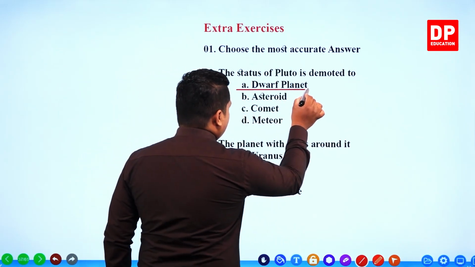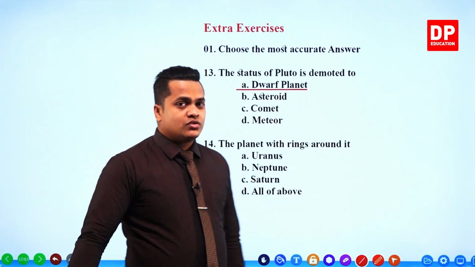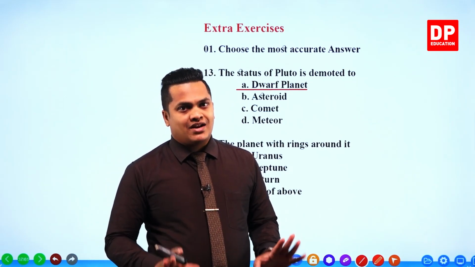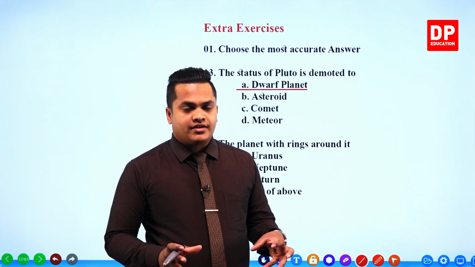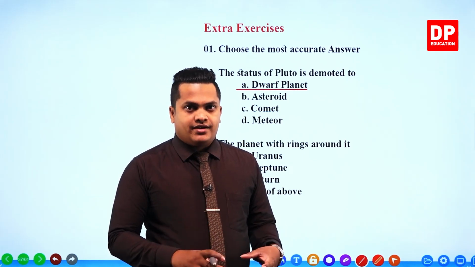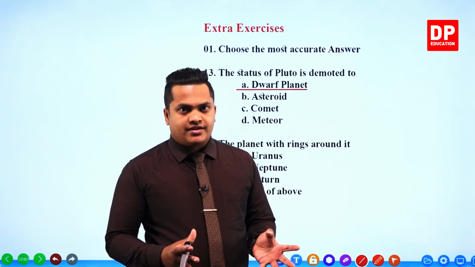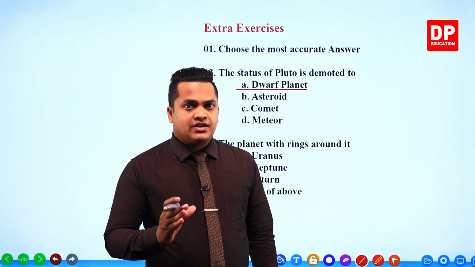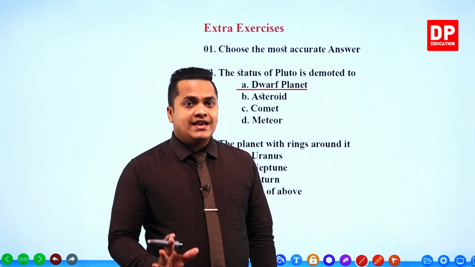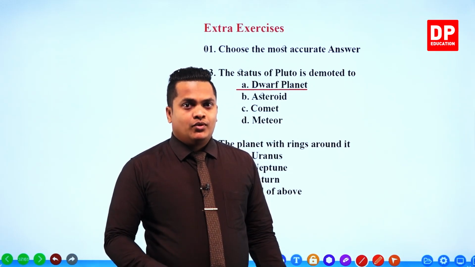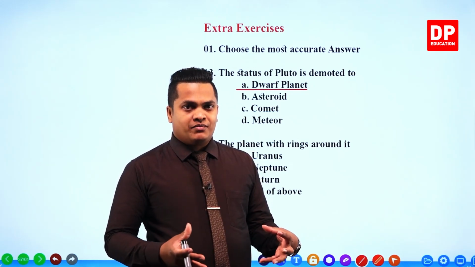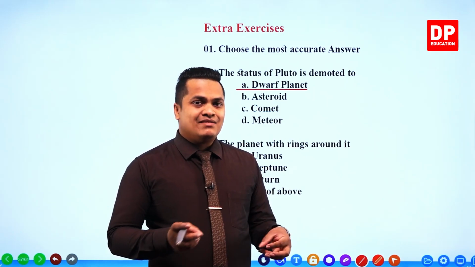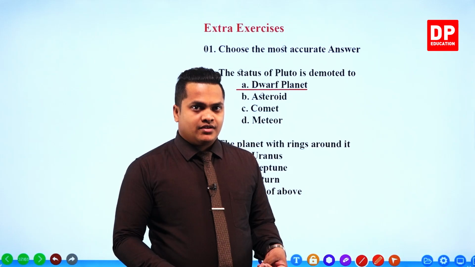Pluto was demoted to a dwarf planet. So it is not considered a planet right now. It is a dwarf planet. Pluto is there, but it is not considered a planet. So within our solar system, we consider that there are only 8 planets. Pluto has been expelled from the planetary system, demoted to a dwarf planet.